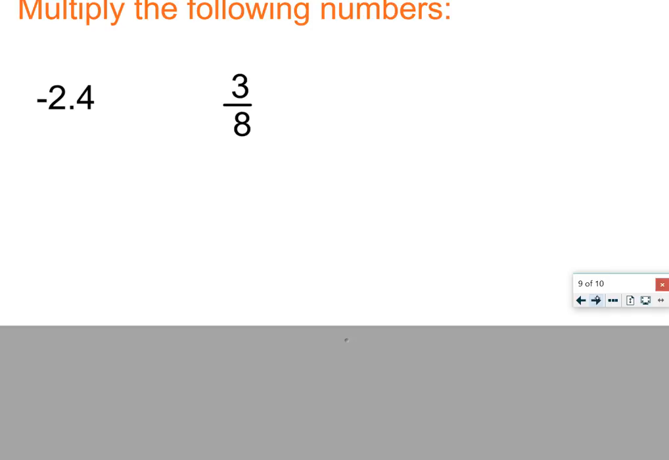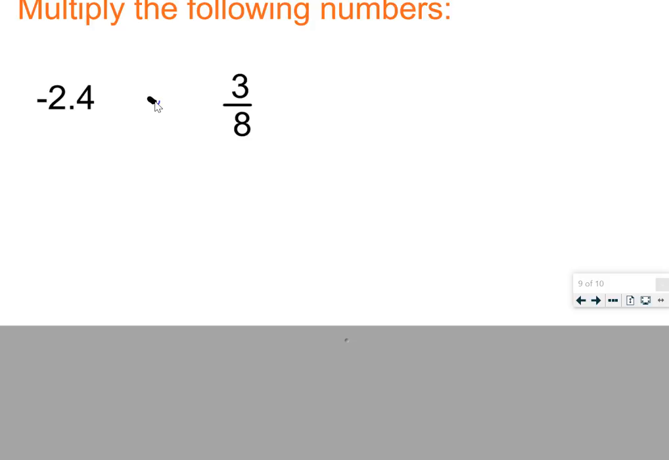We are multiplying a decimal by a fraction. A couple ways you can do this. You can either choose to change the negative 2 4/10 into a fraction, or you can change the 3/8 into a decimal. I will show you both ways to show you they are both pretty simple. Let's go with converting 3/8 into a decimal first.